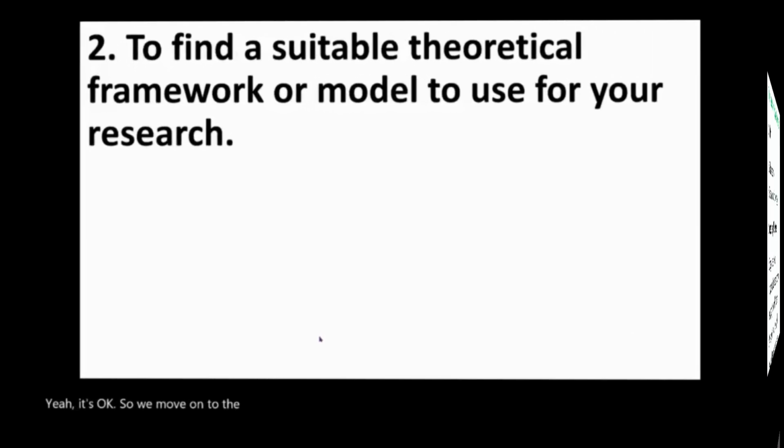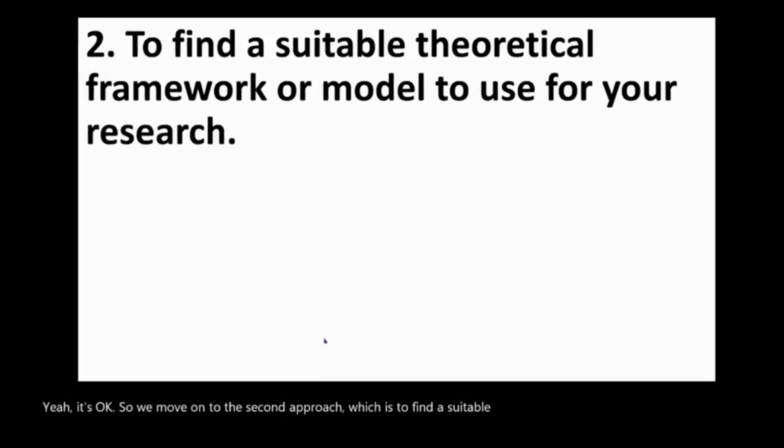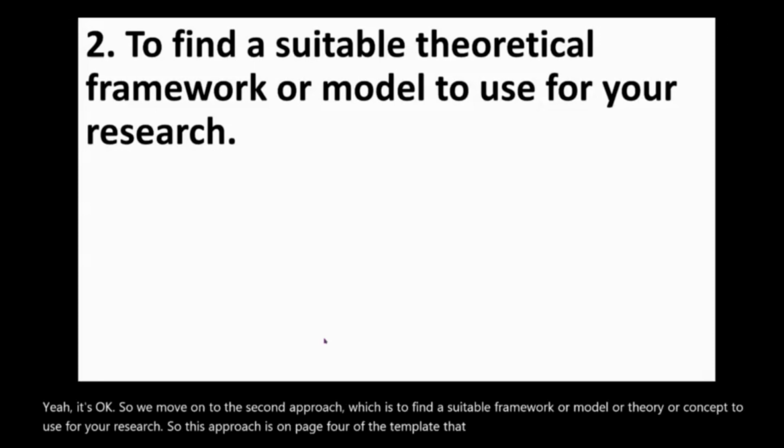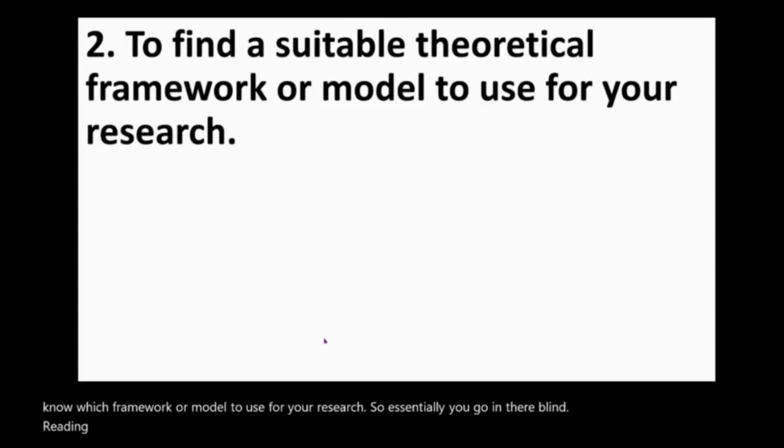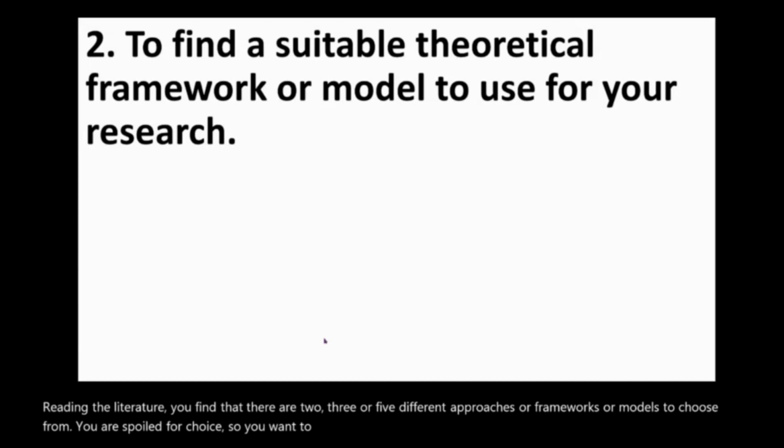The second approach is to find a suitable framework or model or theory or concept to use for your research. This approach is on page 4 of the template that I've just sent to you. In this situation, you do not know which framework or model to use for your research. So essentially, you're going in there blind. Reading the literature, you find that there are 2, 3, or 5 different approaches or frameworks or models to choose from. You are spoiled for choice. So you want to assess each model or each framework to see if it is best for you.